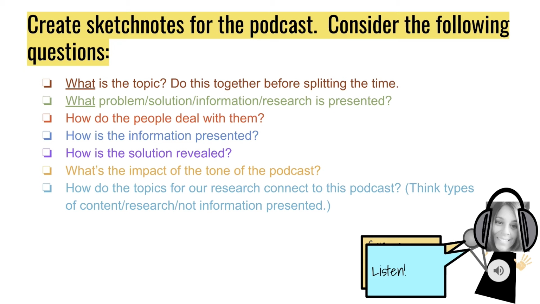What is the problem, the solution, the information, the research that's presented? How do people deal with this information or with this content? How is the information presented? How is the solution revealed? What's the impact of the tone of the podcast? Because sometimes we find bias in the oddest places.